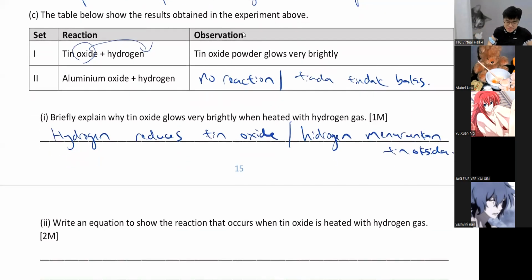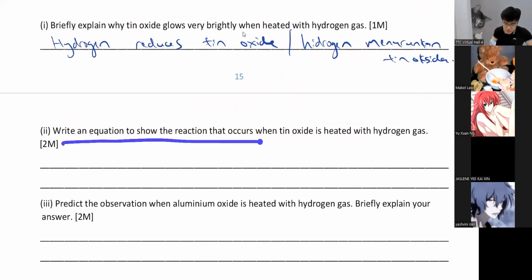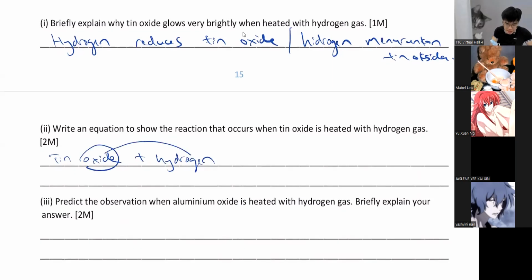Menurunkan, penurunan. So it reduces this thing. So write an equation to show the reaction when tin is heated with hydrogen gas. When tin oxide reacts with hydrogen, what's going to happen? Oxygen will be taken away, right? So you will be left with tin. Tin is now left alone, and then you have something called hydrogen oxide, right?